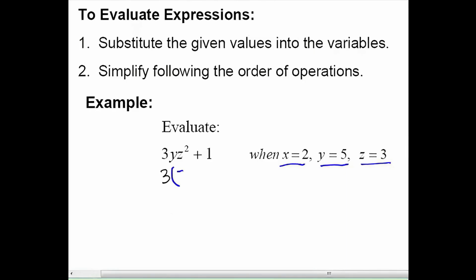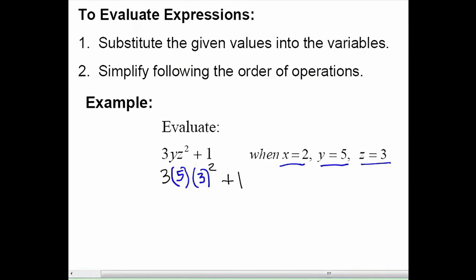So y, we're going to plug in 5. Z, we're going to plug in 3. The z gets the exponent, and we have plus 1. So what did we do with the x? Nothing. We didn't have an x in our expression, so we just ignore it. It's extra information.